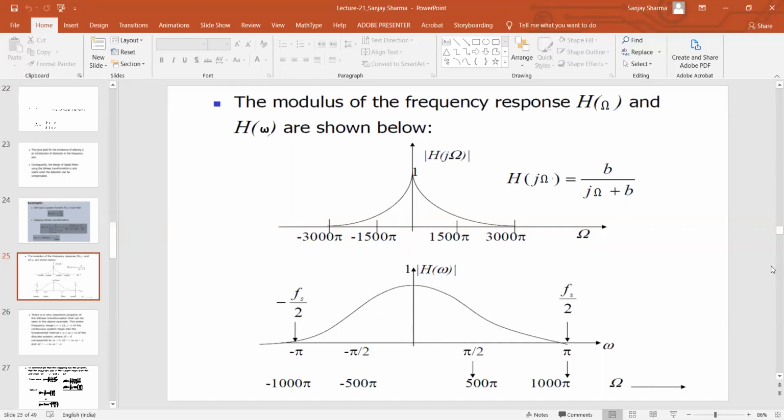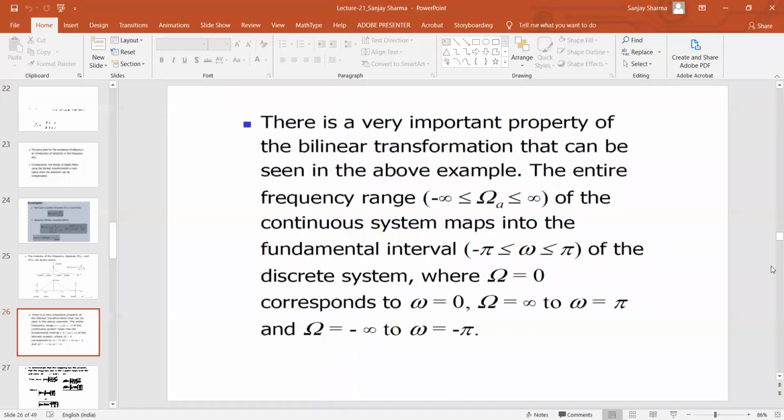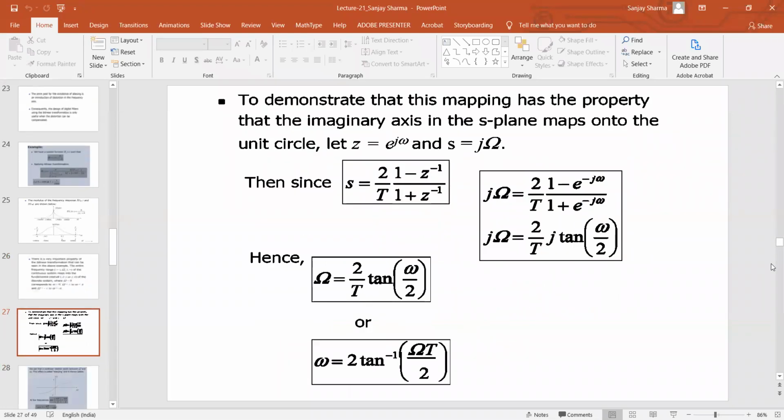Now let us look more into the details of how this squeezing happens, or what the problem is. There is a very important property of the bilinear transformation that can be seen in the above example: the entire frequency range of the continuous system maps into the fundamental interval of the discrete system. That's what I have already explained.